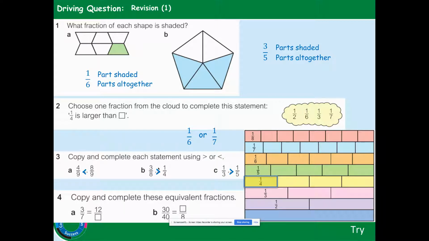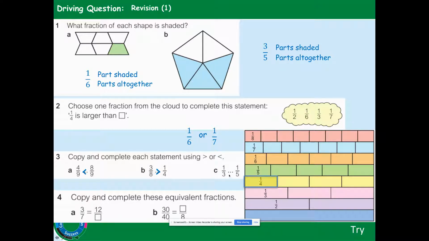3/8 is actually more than 1/4. Okay, if we changed this to eighths, we would have times 2 to make 8 times 2. We would have 2 eighths. This is equivalent to 2 eighths. So 2 eighths is actually less than 3 eighths. So we point towards the smaller side.